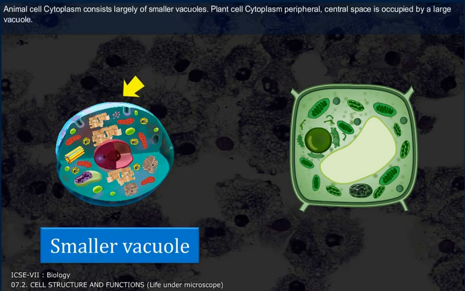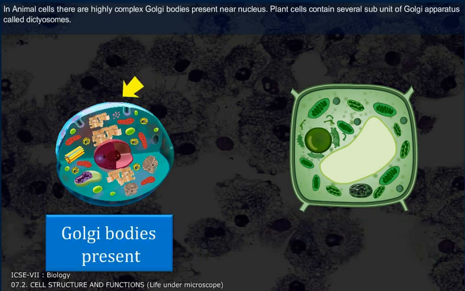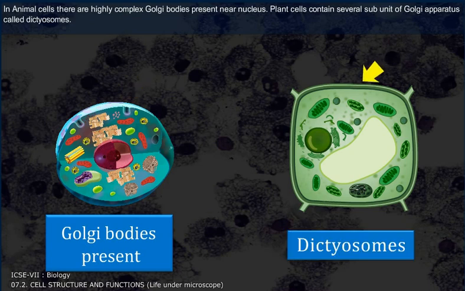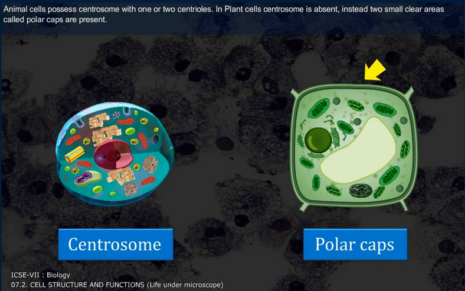Animal cell: cytoplasm consists largely of smaller vacuoles. Plant cell: cytoplasm is peripheral, and the central space is occupied by a large vacuole. In animal cells, there are highly complex Golgi bodies present near the nucleus. Plant cells contain several subunits of the Golgi apparatus called dictyosomes. Animal cells possess a centrosome with one or two centrioles. In plant cells, instead, two small clear areas called polar caps are present.